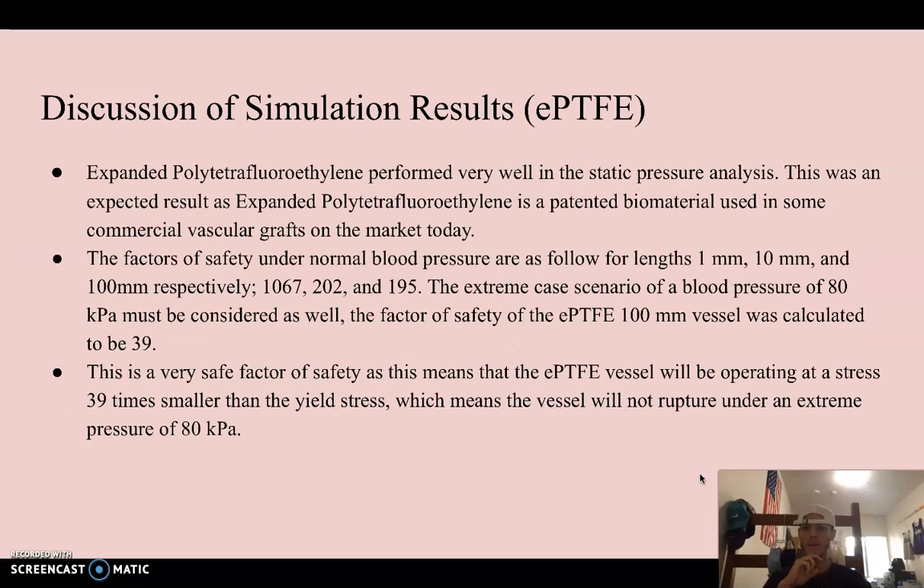The expanded polytetrafluoroethylene performed very well in the analysis. The factors of safety were high at 1067, 202, and 195 for the 1 through 100 millimeter models, and the extreme case of 80 kPa was calculated to be 39, which is far enough away from the yield stress to be safe, which means it won't rupture under the extreme case scenario of 80 kPa.